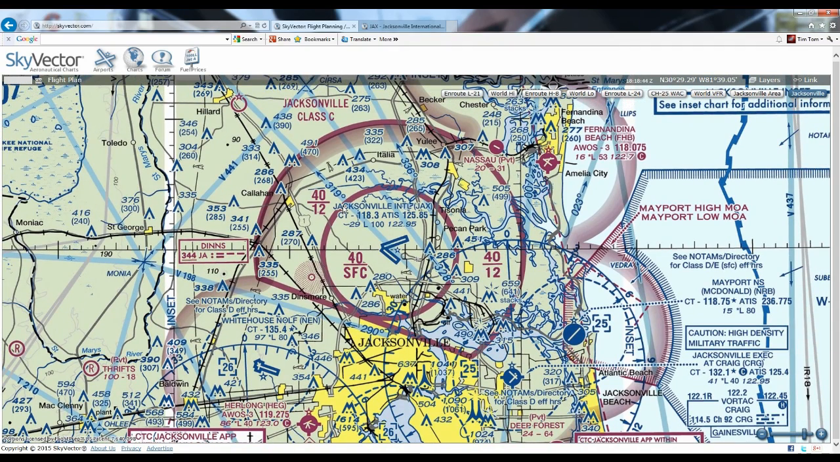So that tells us all this is listed as if you were flying into the airport. So if we're arriving into Jacksonville, we care more about the control tower frequency. So ground's not listed here. We would get that from the AFD. So here we see control tower 118.3, ATIS 125.85.